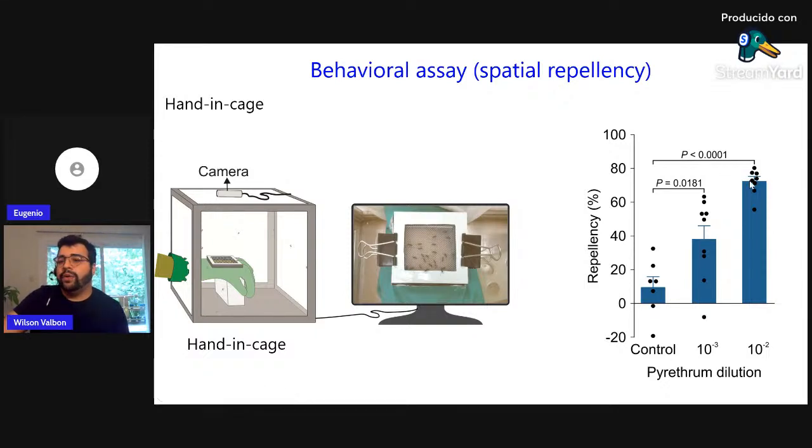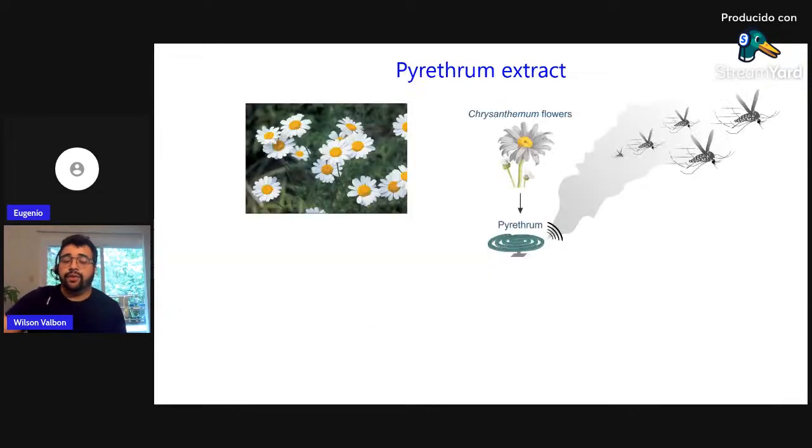Then we can see that the repellence is concentration dependent. If we increase the concentration here, we increase the repellence. This was the first step of this project, a couple of years ago. Then we asked ourselves, why?